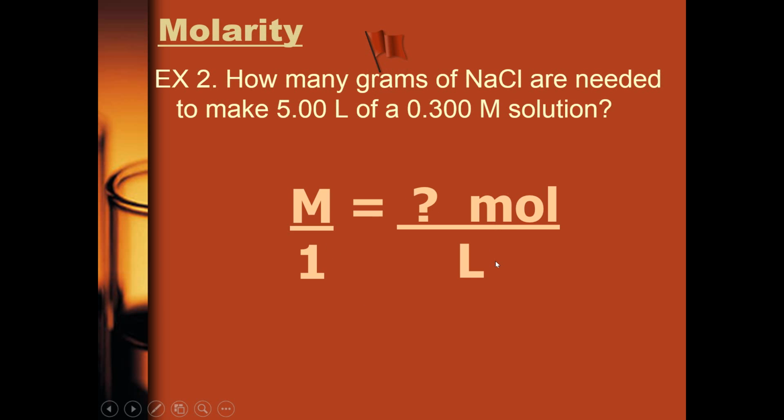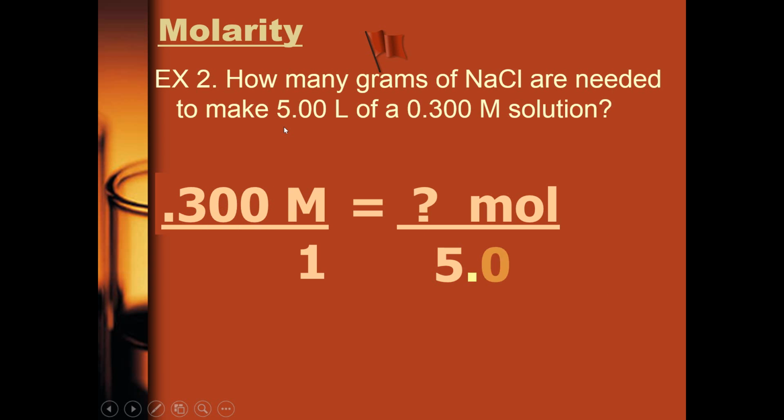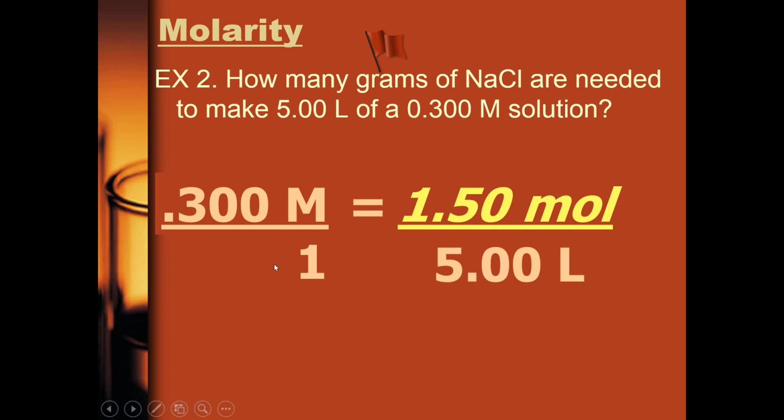I'm going to plug in all the numbers I have, so I'm going to take the molarity and put it in the molarity position. I'm going to take the liter value, the volume, and put it in the denominator position. And now I see I do not have moles. So I'm going to solve for it. I can use cross multiplication and do 0.3 times 5 divided by 1, to get 1.5 moles.